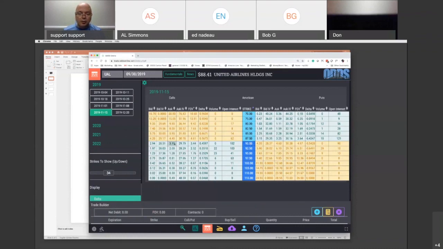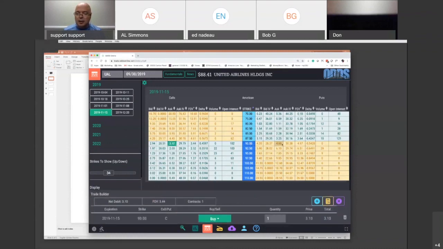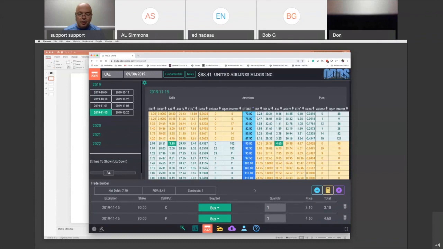So I would consider the 90 straddle if I was doing a straddle, and you can see that the FOV is higher than the net debit of that trade right now. I went back in time, and this is one of the great benefits of OptionsOnline.